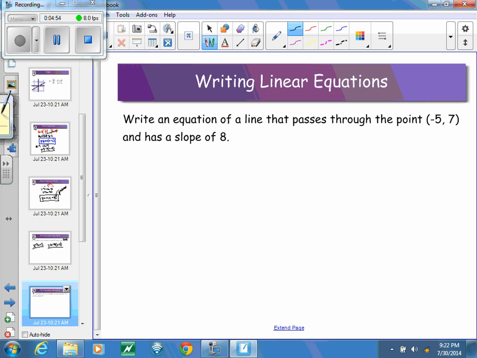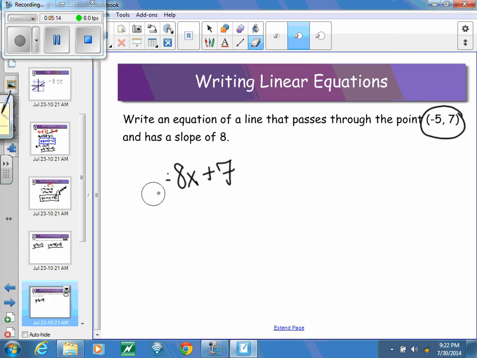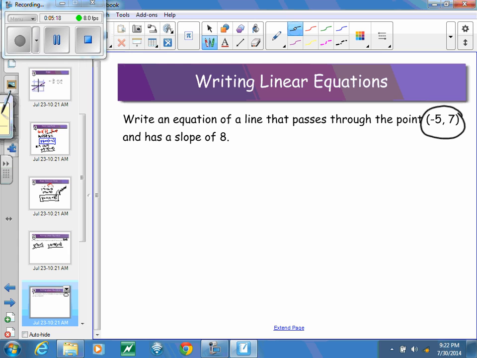Let's say you wanted to write an equation of a line that passes through the point of -5, 7 and has a slope of 8. What a lot of times people like to do is they like to say, okay, this is y is equal to 8x plus 7. But 7 is not your y-intercept. It goes through the point of negative 5, 7. That is nowhere close to your y-axis. It's a coordinate. They do not tell you what your y-intercept is, so we need to find that. Again, you can choose if you want to do slope-intercept form or point-slope.